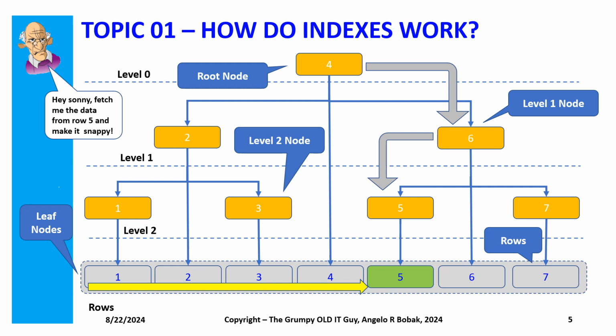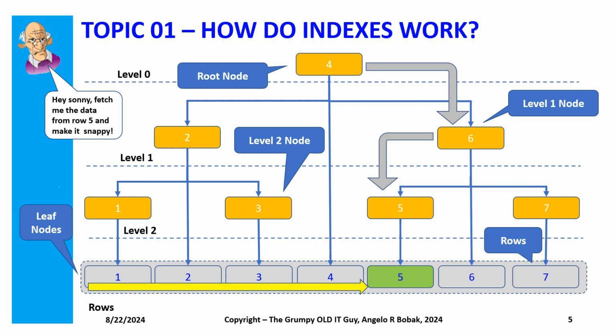Without an index, we would need to perform a sequential search until we get to critical value 5. With an index, starting at the root node, we ask, does 5 equal 4? No. 5 is greater than 4, so branch to the correct node. Does 5 equal 6? No. So we branch to the left. Does 5 equal 5? Yes. We have found our row.